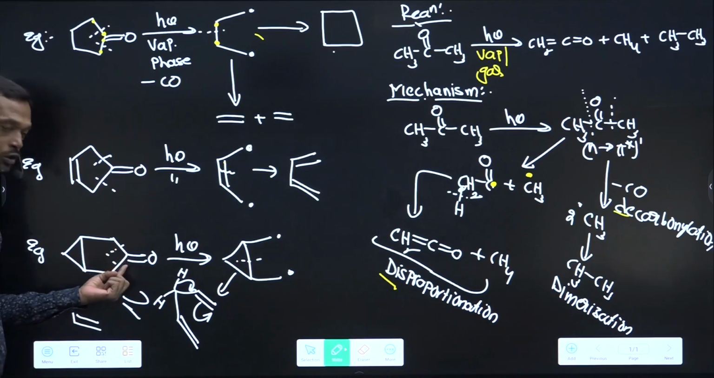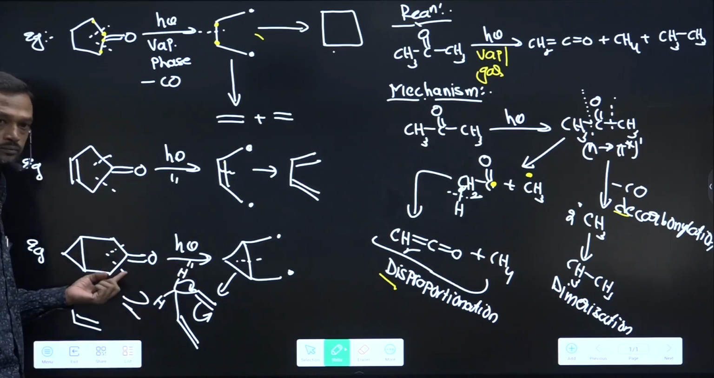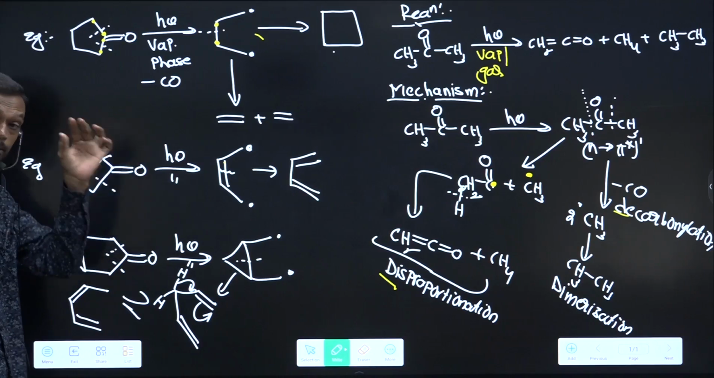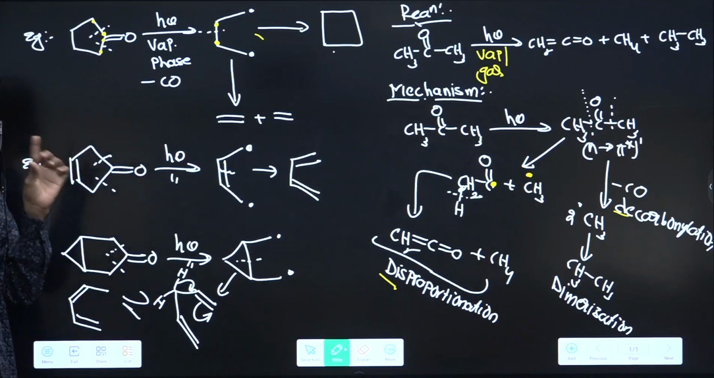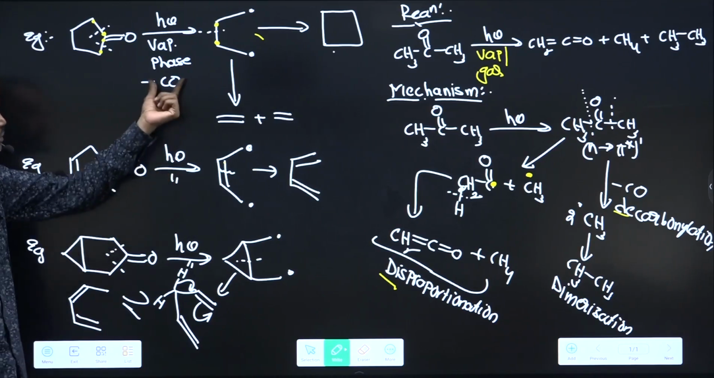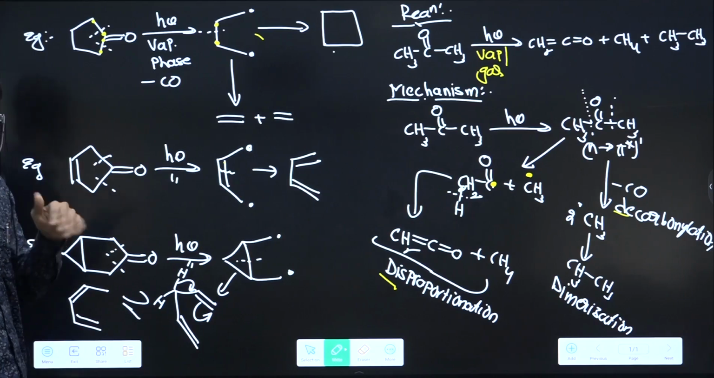See, what is the common thing you observed? Loss of CO. Here the physical state is gaseous. Here also gaseous state or vapor state. If the state is not mentioned, apply gaseous state, because under gaseous state the reaction is more efficient. Okay? So loss of CO, and the final answer is a stable product.